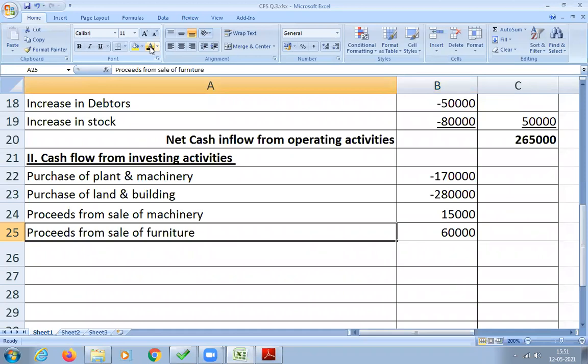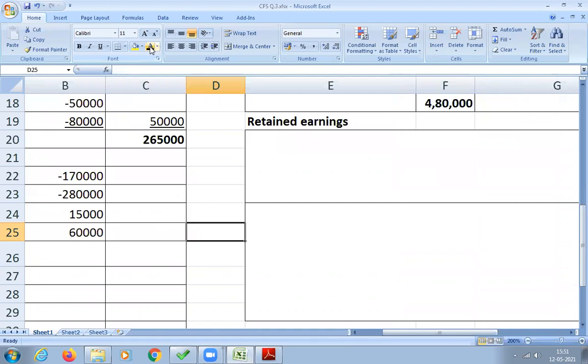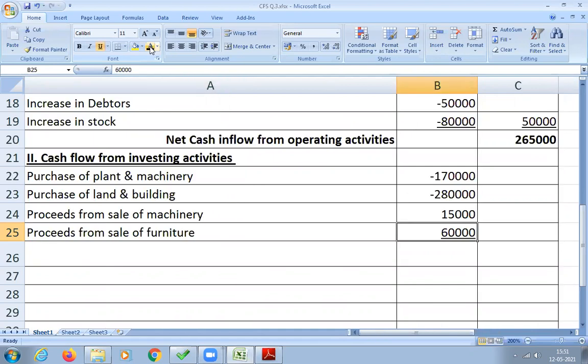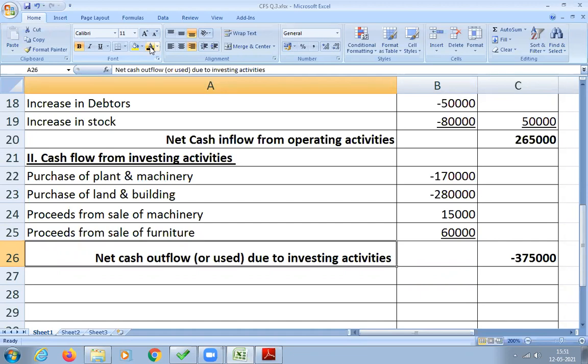Any other investments they have done? You can write there any investment in equity, debentures or bonds of other companies, and whether they received any interest or dividends. Now total it, how much will you get? Minus 3,75,000. So what am I going to write? Net cash inflow or outflow? Outflow, sir. Yes, net cash outflow is used due to investing activity.